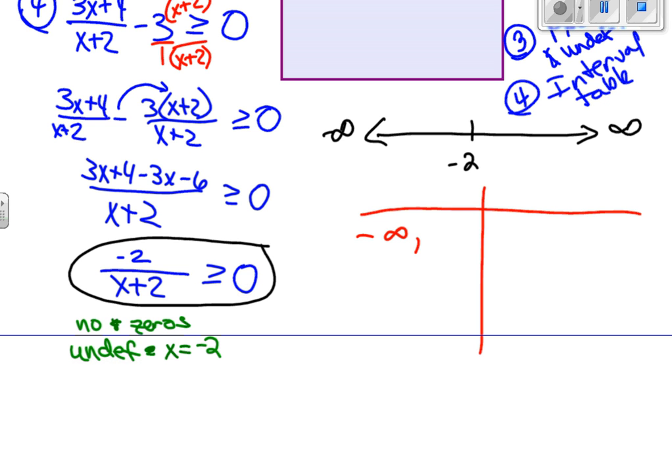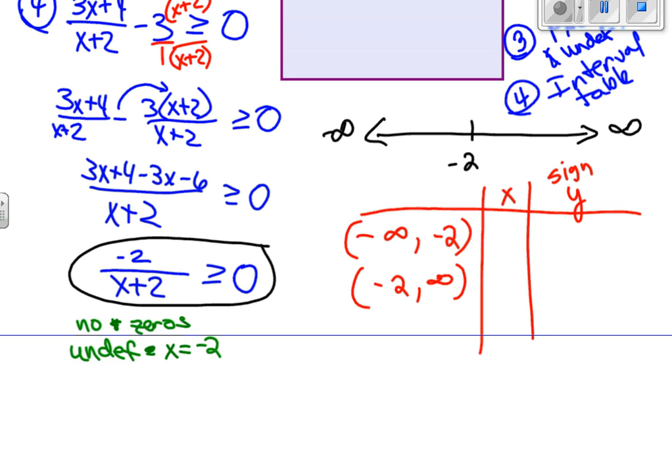Yep, negative infinity to negative 2 and negative 2 to infinity. And then I'm going to pick an x value and find the sign of y. Amy, tell me an x value between negative infinity and negative 2. Negative 3. And so on this one, the top is negative 2, so it's just negative. And the bottom, when I put in negative 3, Amy, will that be positive or negative on the bottom? Negative. And a negative divided by a negative is a positive.